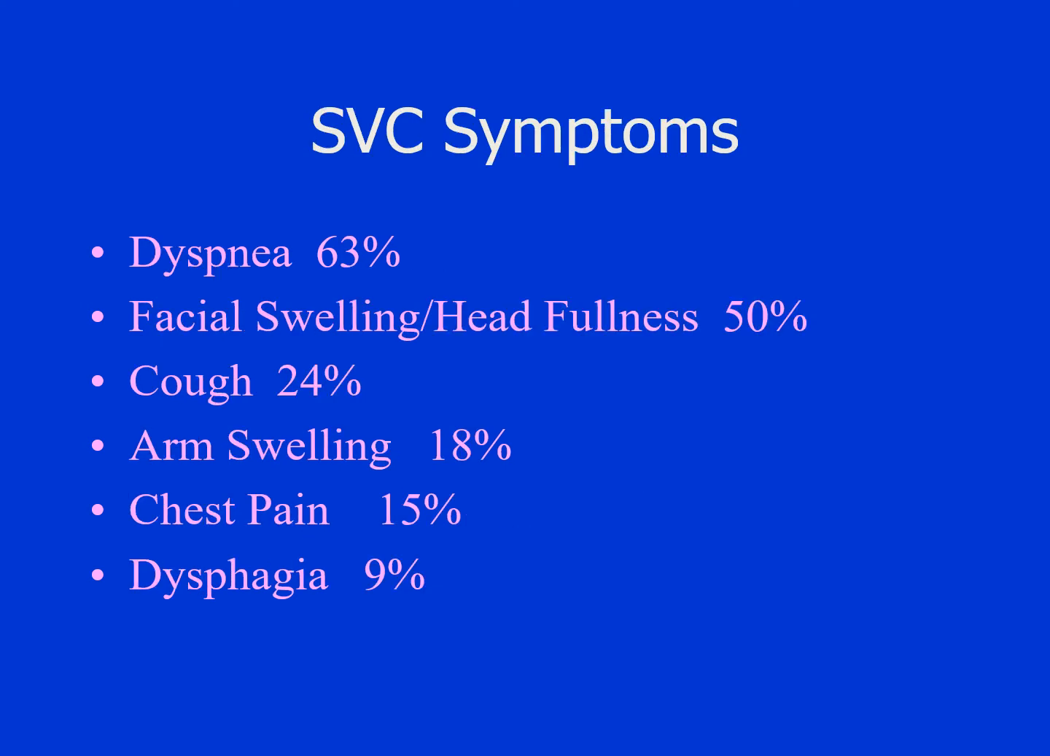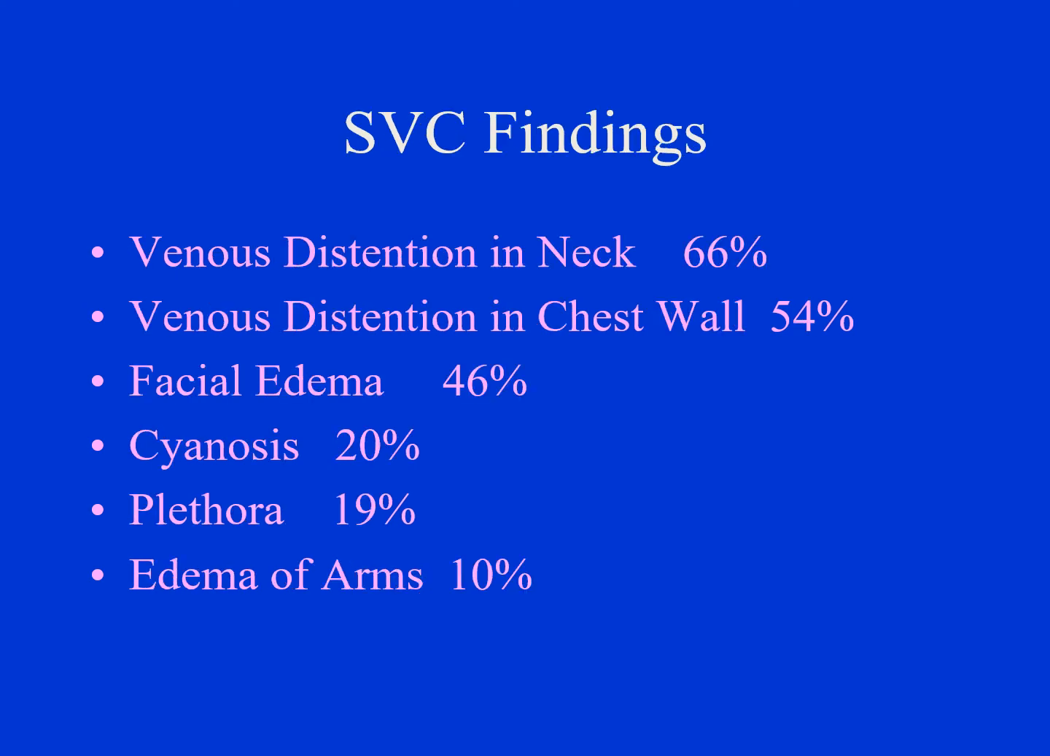The symptoms of superior vena cava syndrome are dyspnea in a majority of patients, facial swelling or head fullness. Many of them have a dry, recurrent cough that's very bothersome. Arm swelling is common. Chest pain and dysphagia happen, but they're relatively uncommon. The findings on physical exam are venous distension in the neck, venous distension in the chest wall, facial edema, cyanosis, plethora, which is that big red face, and edema of the arms.